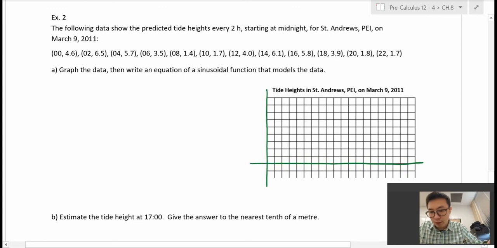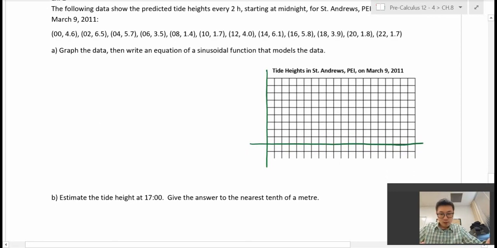What's the biggest value? 6.5. So 1, 2, 3, 4, 5, 6. Okay, so I guess we'll just make one each. So that's 2, 4, 6, 8. And I'm going to say that's 2 o'clock, 4, 6, 8, 10, 12. Do I have enough?